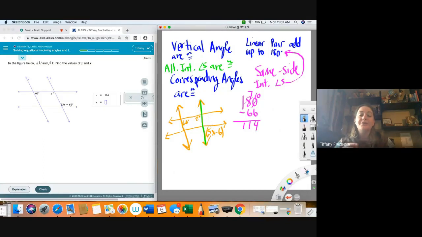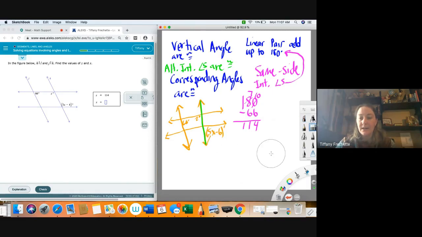So alternate refers to the side of the transversal. In this case, since it's going up and down, it's either going to be on the left side or the right side. And in order for this to work, one has to be on the left, one has to be on the right. So that's why they're called alternate. Interior means that they are between the parallel lines.